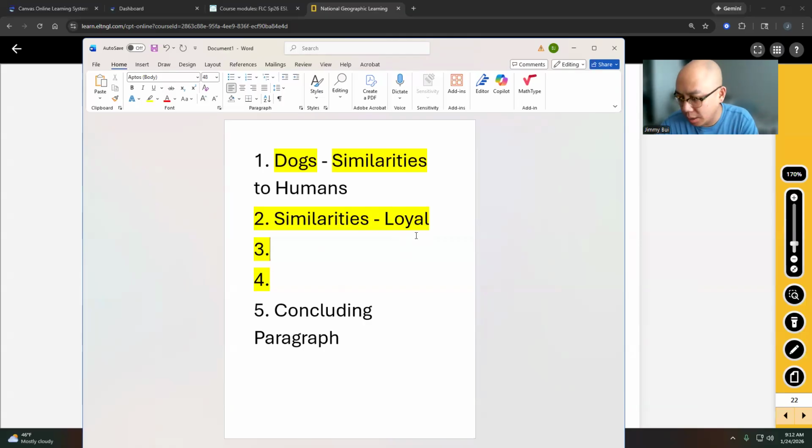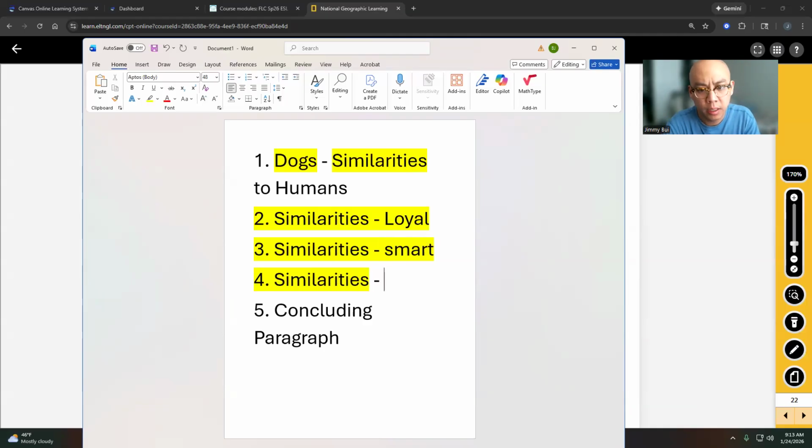Let me rephrase that. You can't just make anything up, right? You're going to have to support these with details in each paragraph and show why these similarities are true. Similarity number one, dogs are smart. Number two, dogs are loyal. Number three, dogs are loving. Okay.